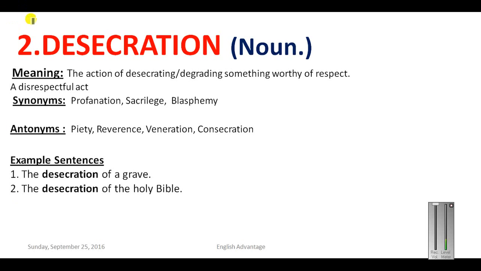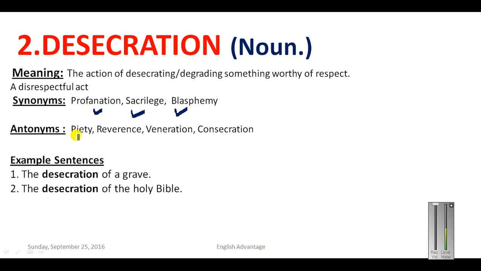The synonyms for this word are profanation, or you can say profanity, sacrilege, and blasphemy. All these three words are very important for your examination. Profanity or profanation, sacrilege, and blasphemy. To make something unholy, to degrade something that is worthy of respect. This is the meaning of all these three words: profanity, sacrilege, and blasphemy.